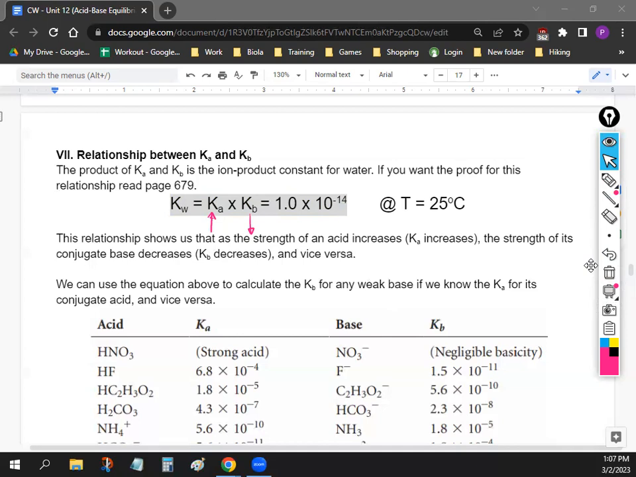And then down here, you can take a look at the table just kind of as a proof. We'll take a look at HF. HF is the acid. It's somewhat of a strong weak acid, but this is its Ka. And its conjugate base is super weak. It's a super weak base because HF is relatively a stronger weak acid. So it's just telling you that the conjugate base and the acid will have an inverse relationship in terms of their Ka and Kb values. That's pretty much it.